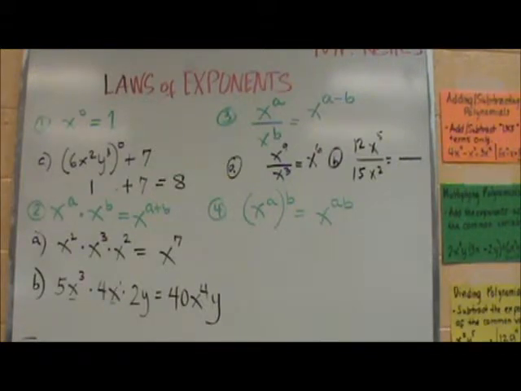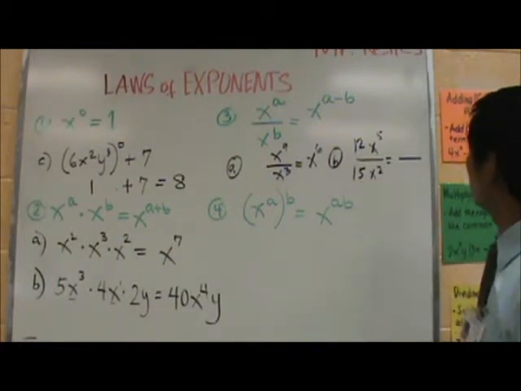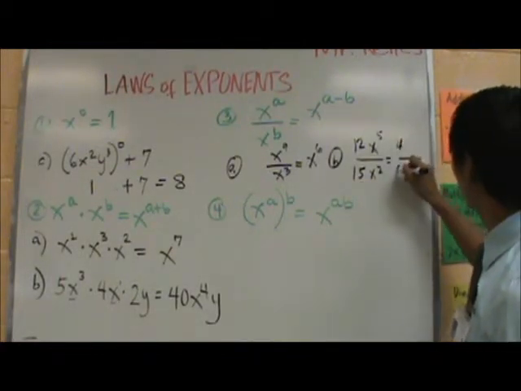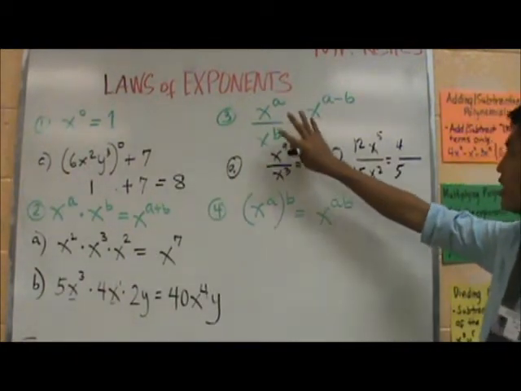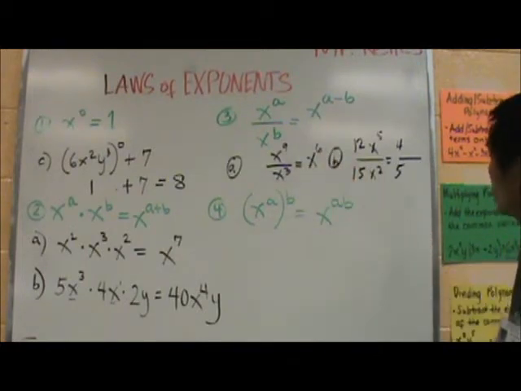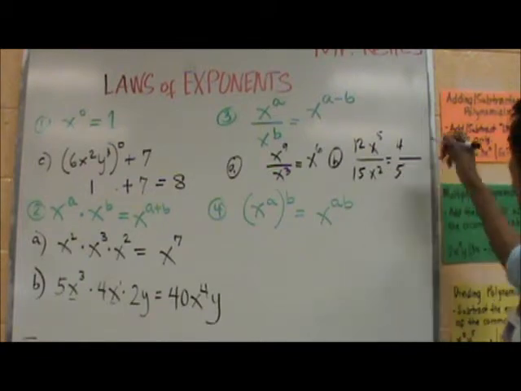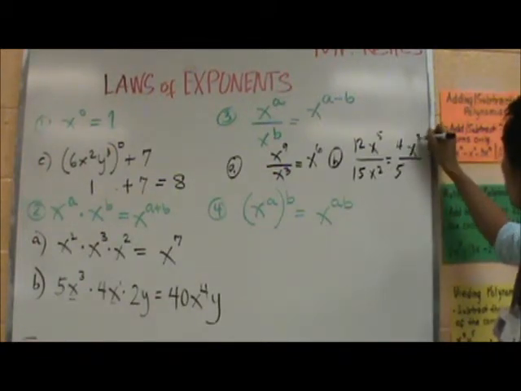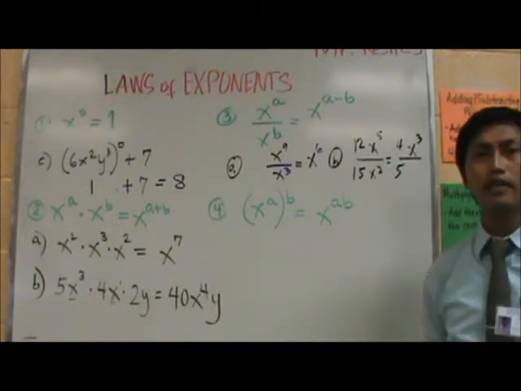On the TI-83 Plus, just press 12 divided by 15 and then Math, Answer, and you'll get 4 over 5. Now you can apply what we just learned in law number 3, where you just have to subtract the exponents. So you subtract 5 minus 2, which gives you 3, and that is the final answer.